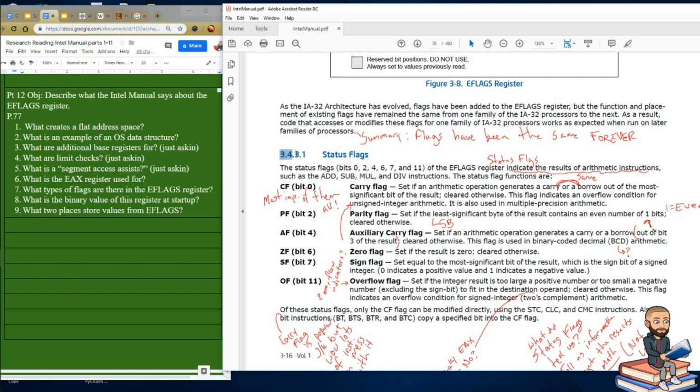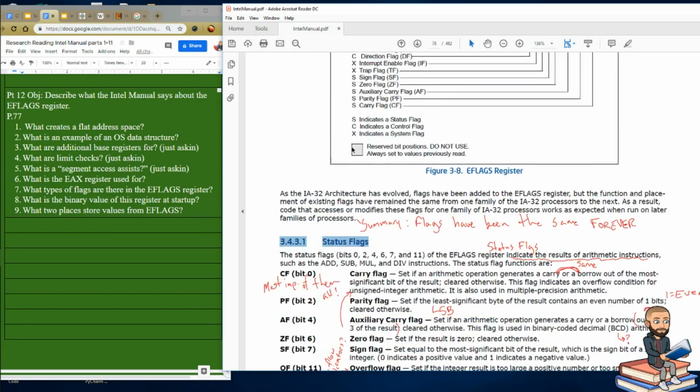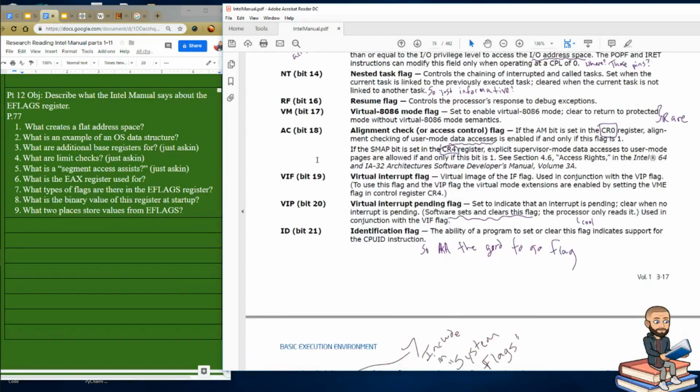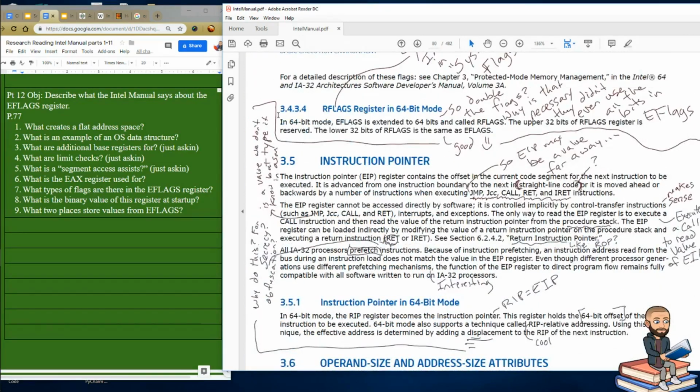And notice this next section doesn't talk about Eflags in 64-bit mode. Intel does a weird thing where they actually put that down here, and when they do, they make it really short. Essentially, it just says that those 32 bits at the lower end is the exact same as Eflags. But the top 32 bits is called R flags, and at least here, it doesn't give us any details about those R flags.